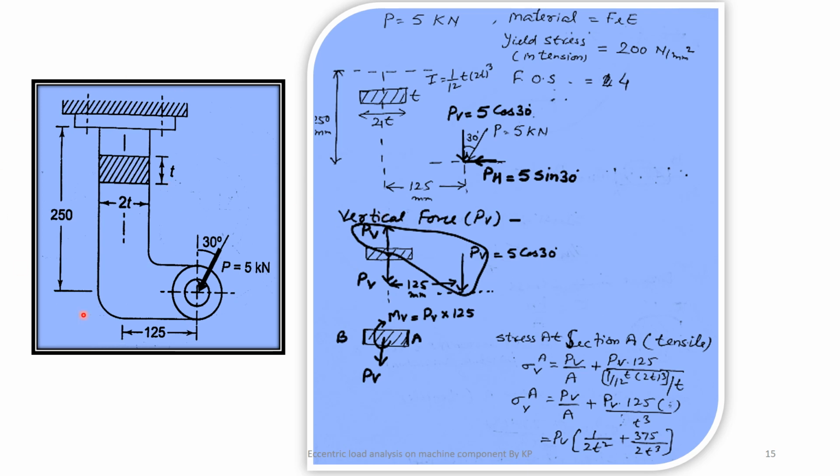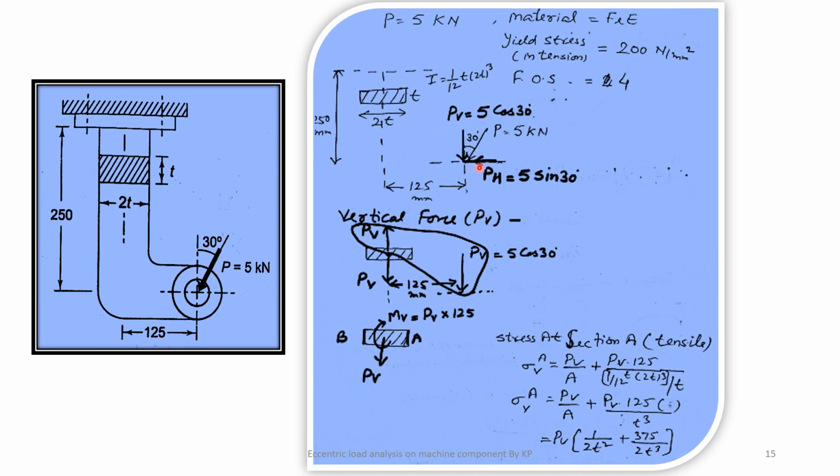So this is the actual problem, and we resolve this force at this point. One component is in the vertical direction and the other component is in the horizontal direction. So here we resolve the forces. There are two components: the vertical component is PV and the horizontal component is PH. The value of the vertical component is 5 cos 30 kilonewton and the horizontal force is 5 sin 30. So we can resolve this 5 kN force, which is acting at an angle of 30 with the vertical, into two components.